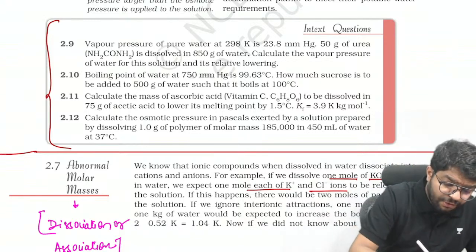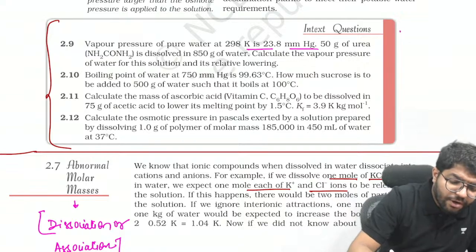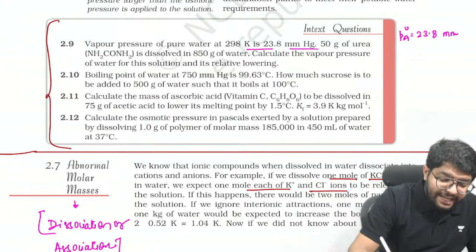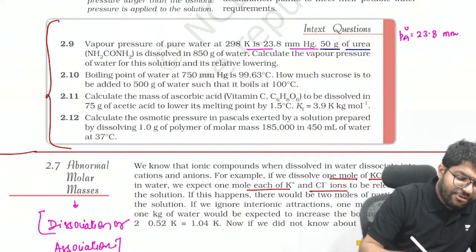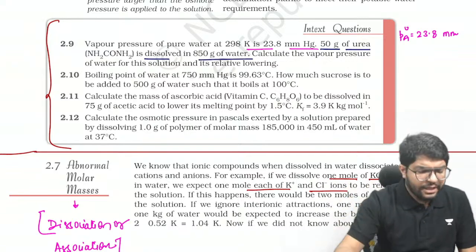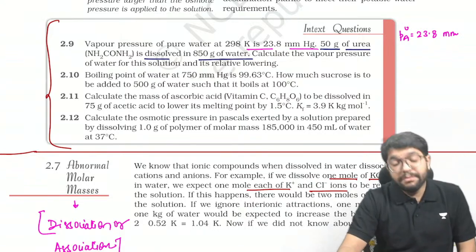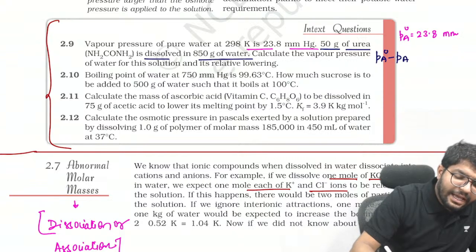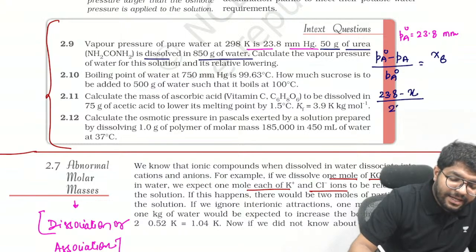Now, vapor pressure of pure water is 23.8 mmHg. Pure water means say Pa naught, 23.8 mm. Not a problem, sir. 50 gram of urea is dissolved in 850 grams of water. They are giving me a hint of molality. Calculate the vapor pressure of the water. So basically, I have to find the new vapor pressure. So what is the formula? The formula is very simple for me. It's Pa naught minus Pa upon Pa naught is equal to chi B. Right? Pa naught 23.8 minus x divided by 23.8.